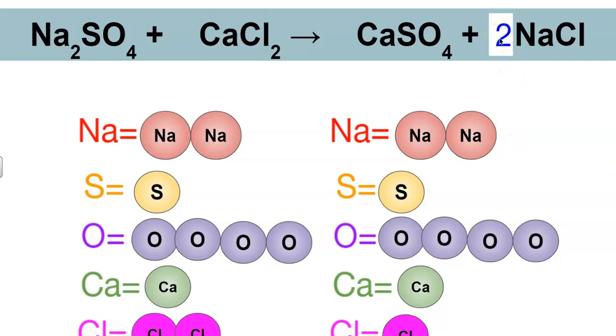However, because I put a 2 here, I now have to add another chlorine. And as you can see, now both sides of the equation are balanced. So I want you to know that even though it looks like there's a lot of atoms and molecules involved, that one little change might be all you need.